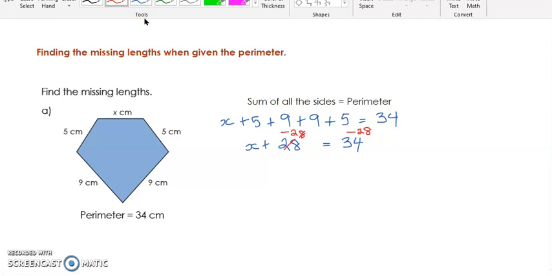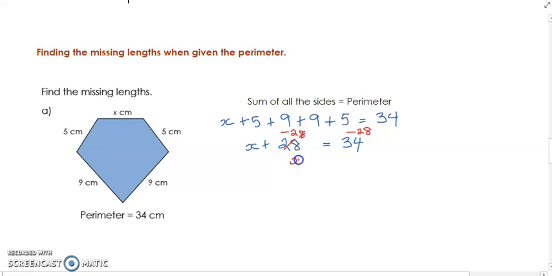All right, so let us continue. Now we have x is equal to 34 minus 28. And 34 minus 28, as I said, is going to give you 6. So the answer is 6 centimeters. x is equal to 6 centimeters. So we know that the length of this little section here is 6 centimeters. That's x, we were finding x, and we now know that x is 6.